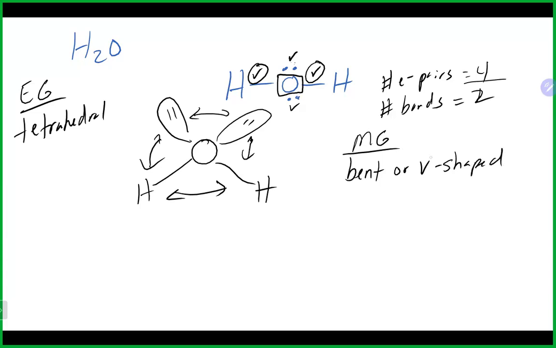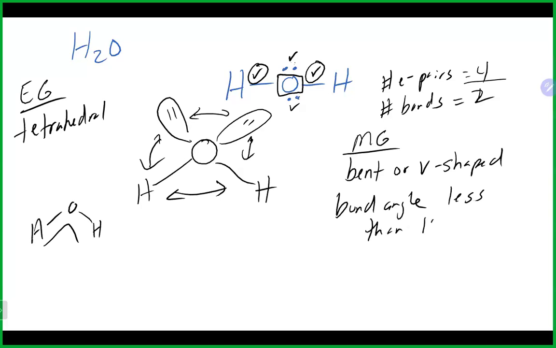And that is why you will typically see water drawn like this, bent, or like an upside-down V shape. This has a bond angle, based off of our electron pair geometry, of less than 109.5 degrees. Again, this is around 104 in the case of water.